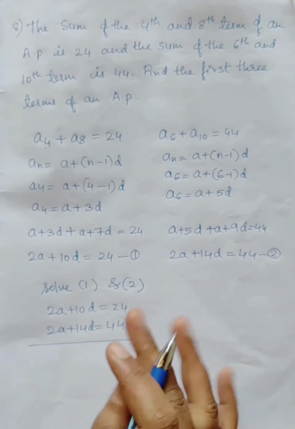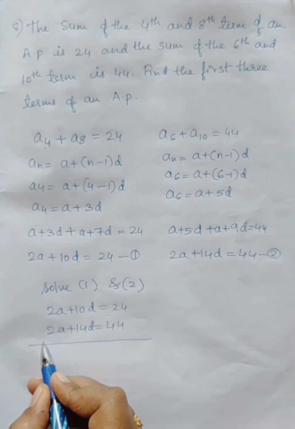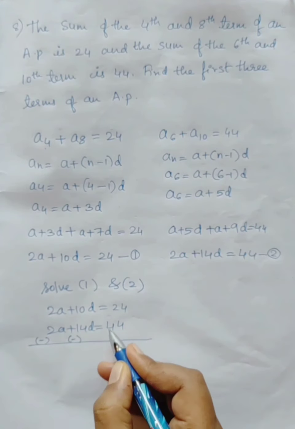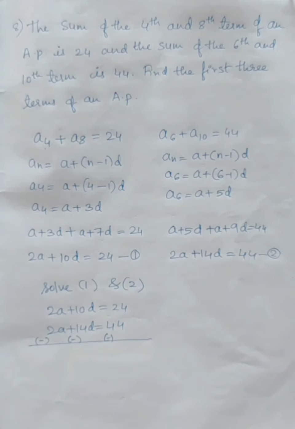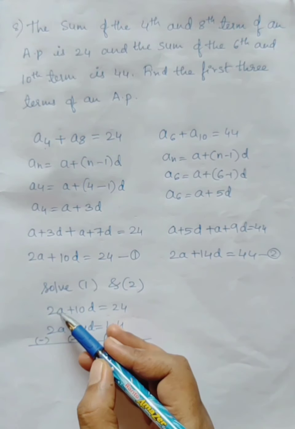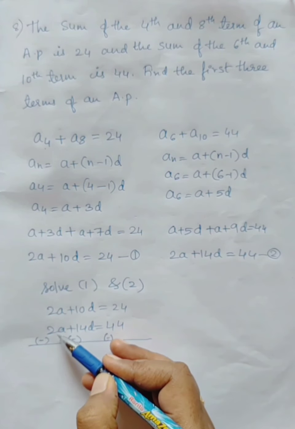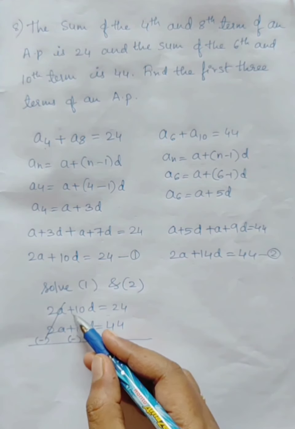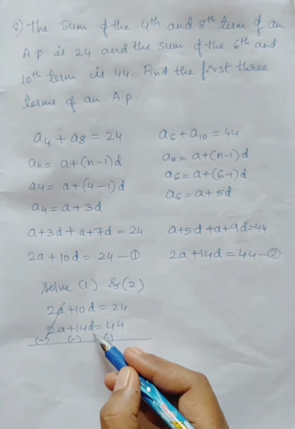I have told you the method. If here it is positive, you are going to denote it as negative. Here it is positive, negative. Here also it is positive, negative. Now what will happen? One is positive, one is negative, so it will get cancelled. So cancel it. So plus 10d minus 14d.